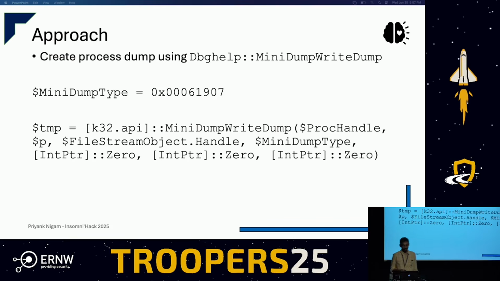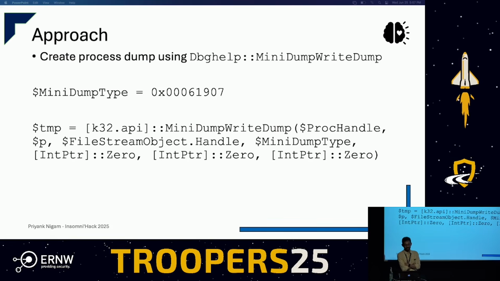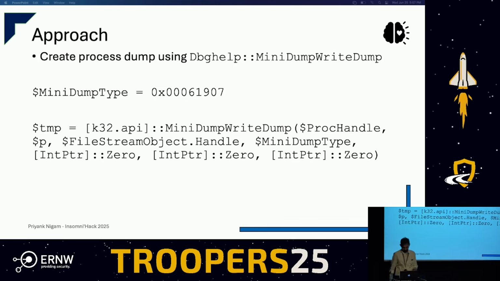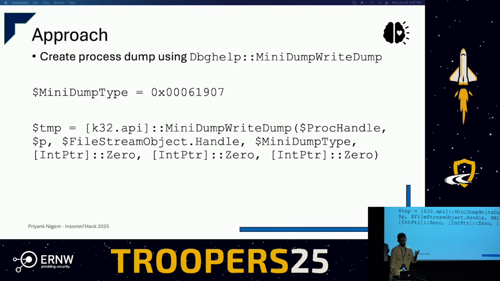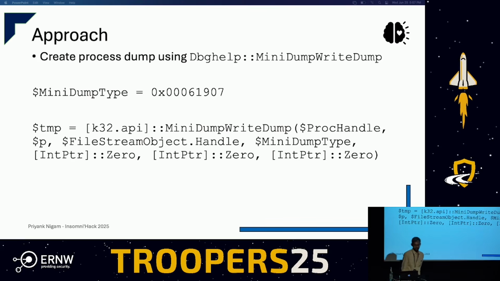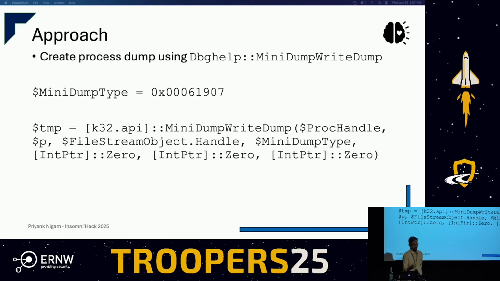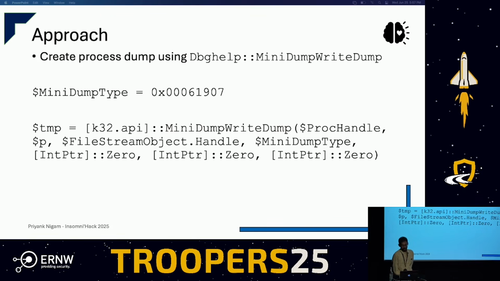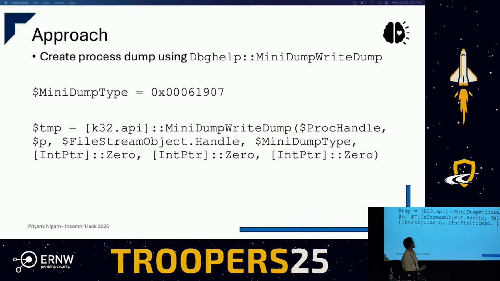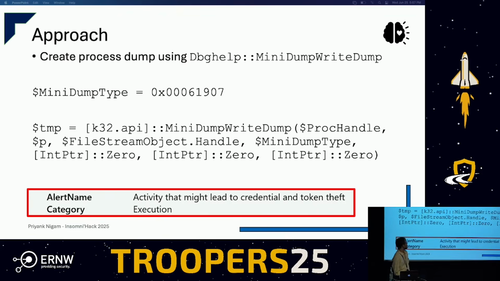So the approach we had was to create a process dump. There are different dump types you could use. For the particular environment we were targeting, MiniDumpWriteDump was not detected. So always try this, depending on the environment. It may or may not be detected. But basically, this is the MiniDump type, and then you just run it. I think it's part of kernel32.dll. If it is detected, you'll see something like this.